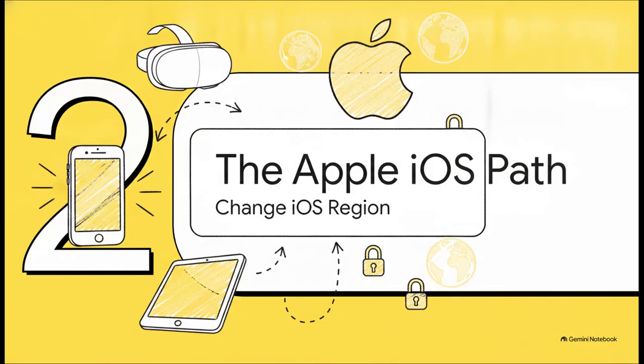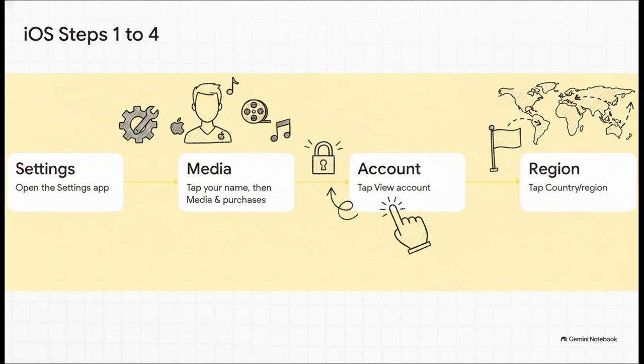Moving right along to Section 2, the Apple iOS path. Switching your region on iPhone, iPad, or Apple Vision Pro. Okay, Apple users, it's your turn. Now, the official documentation often mentions going through your Apple ID and media purchases, but to get this specific Swiss app working, you actually need to change the core location of the device itself. So, scratch that media route. Here's what you actually want to do.